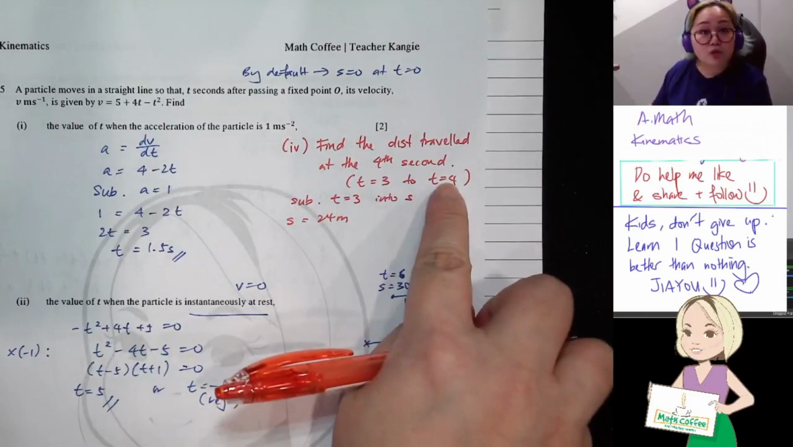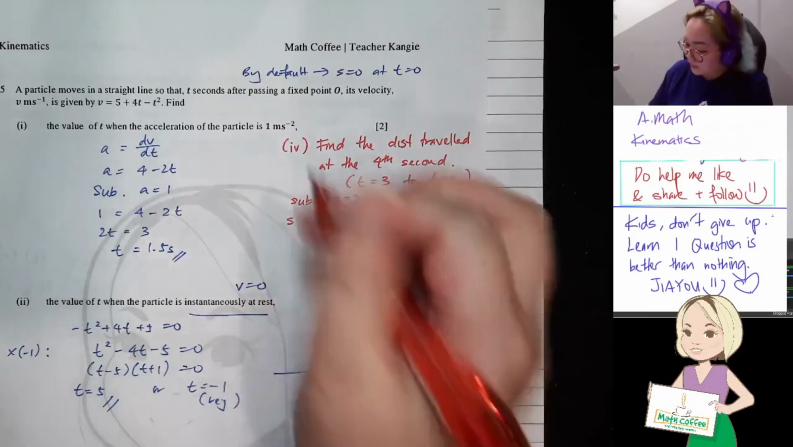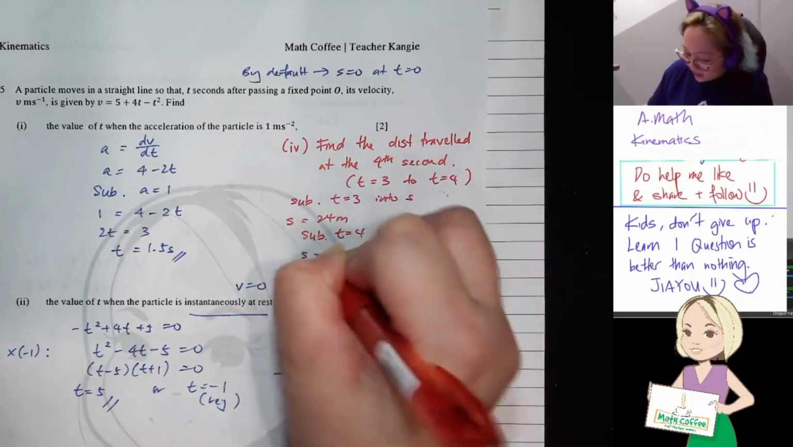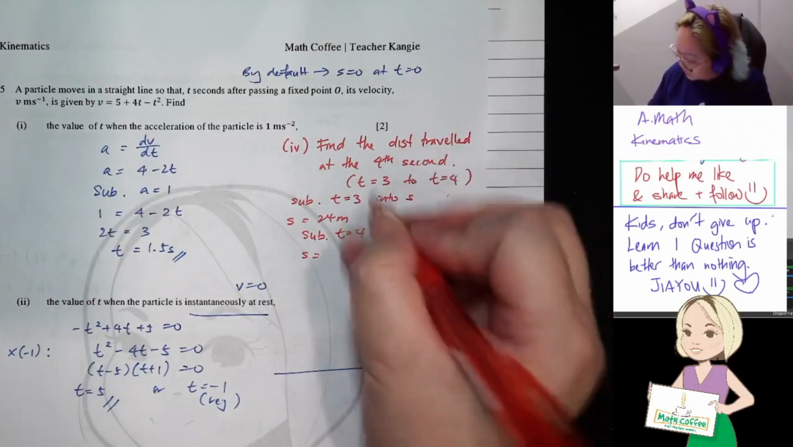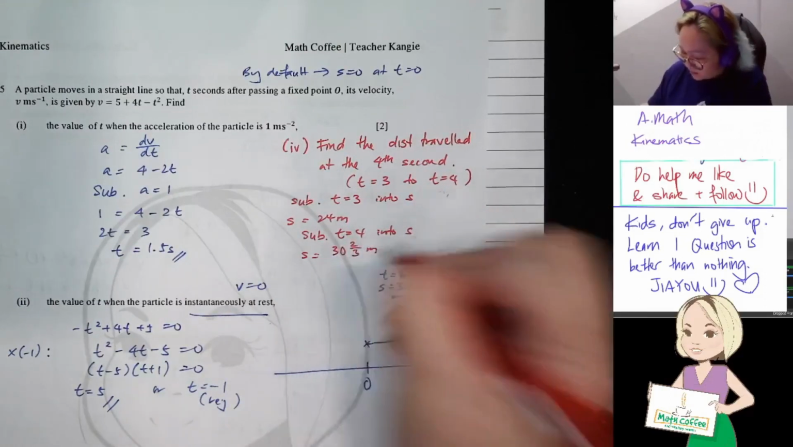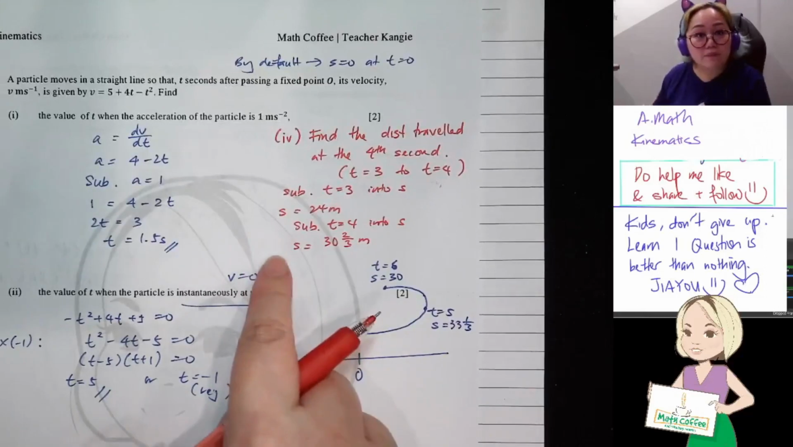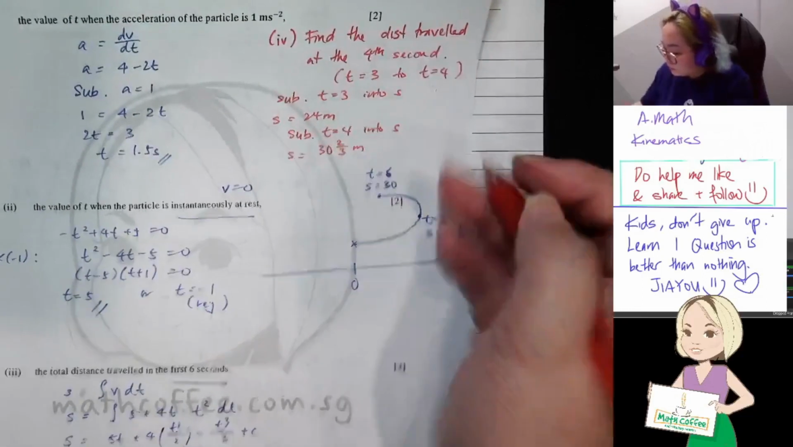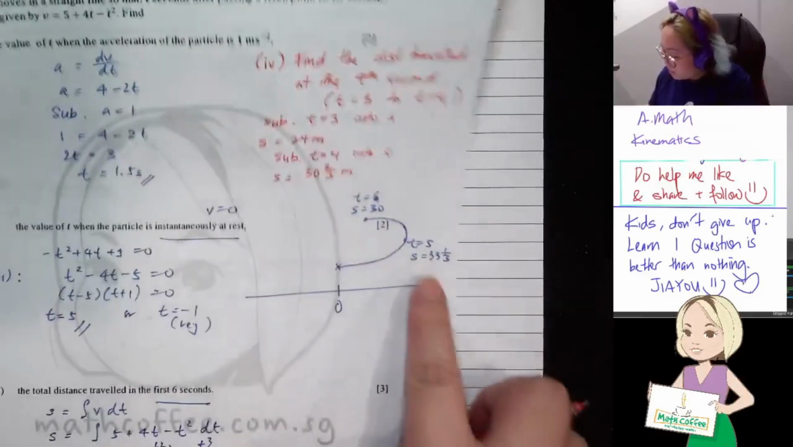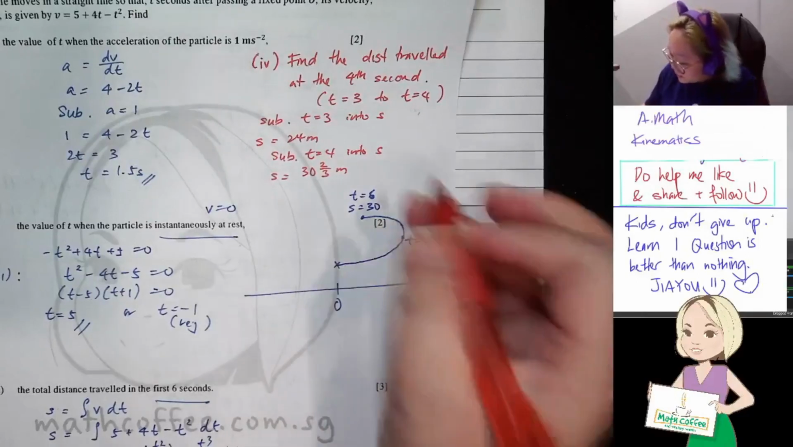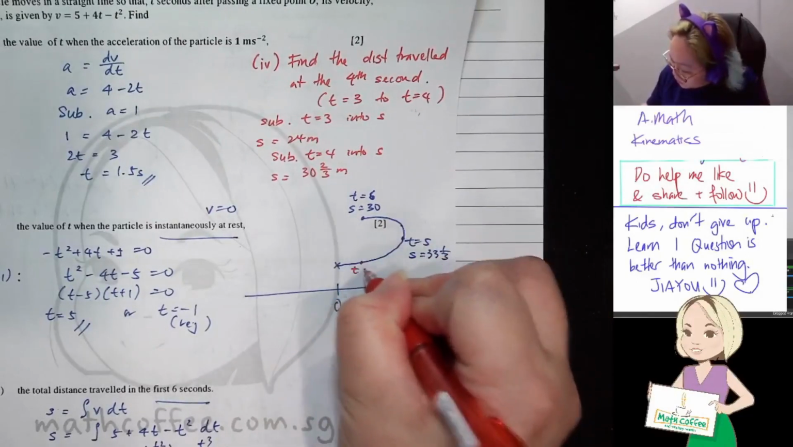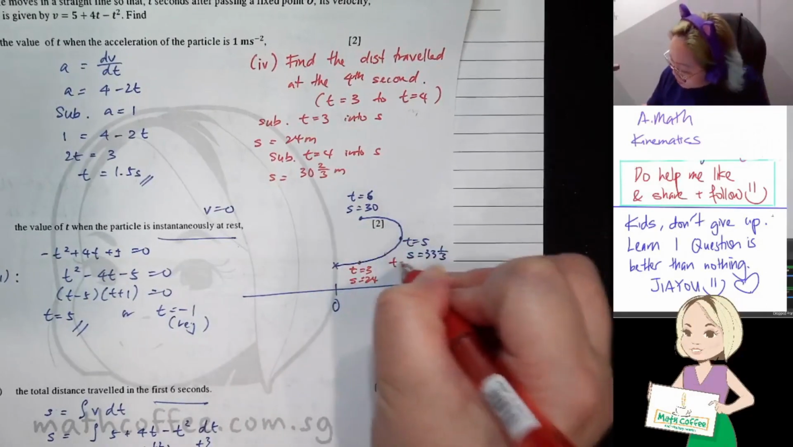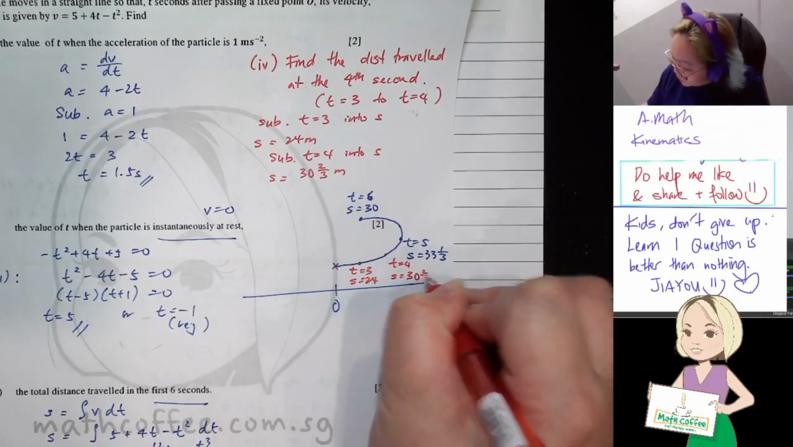And at the same time, I also need to sub t equals to 4 into my s. So sub in t equals to 4 into your s, and your s will be 32 over 3 meter. Okay, so in this situation, look at the diagram. T equals to 3 is 24.5 is here, right? So that means 24 is around here. So when t equals to 3, s is 24. When t equals to 4, my s is 30 2/3.